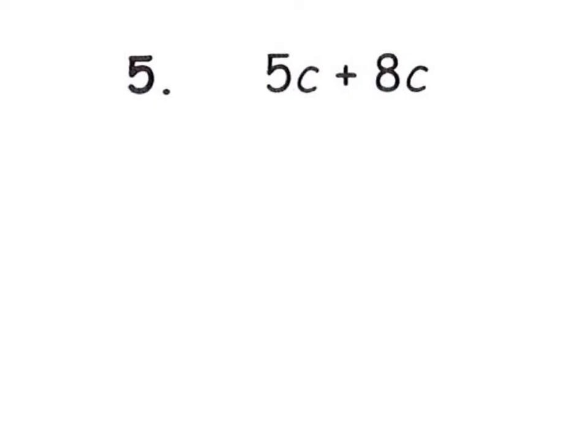Okay, number 5. Again, 5C plus 8C. I could write them all out, but we're really just adding these because they're like terms, both C's. We're just putting them together. So 5 C's plus 8 C's equals 13C. And that's the answer for 5.